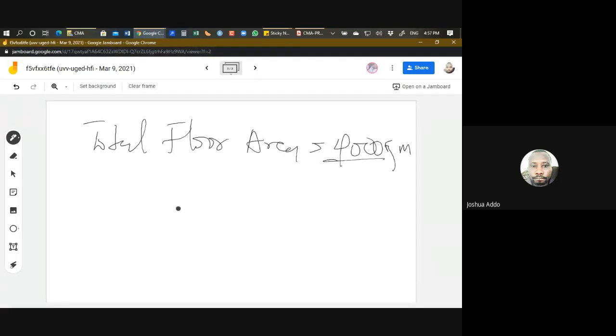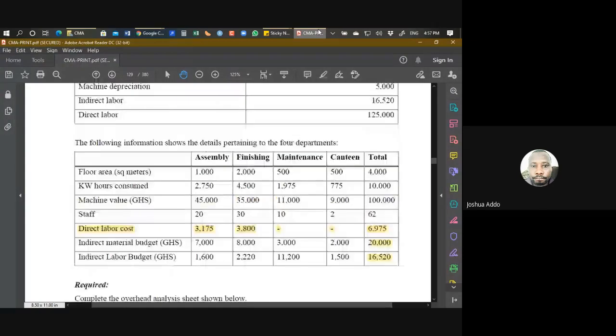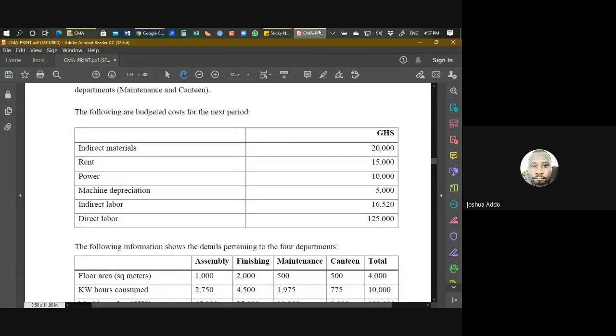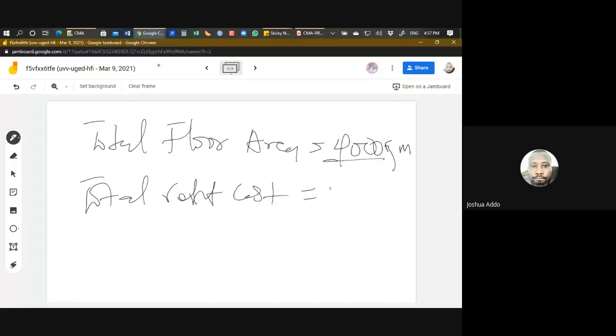And the total cost of rent costs is, let's go back to the question, is 15,000. That's the cost we are sharing, 15,000 Ghana cedis. We are sharing this cost on the basis of floor area, the total of which is 4,000. So we can calculate cost per square area so that your cost as a department is this cost per square area times the square area you are occupying.